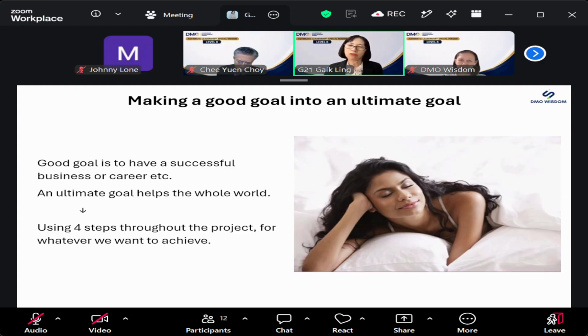That is using 4 steps. So for everything you want to achieve, use 4 steps. This is what Giselle Michael mentioned. A lot of examples you can read. So that is how you make a good goal become an ultimate goal, because by using 4 steps itself, you are helping other people. You're making others successful.